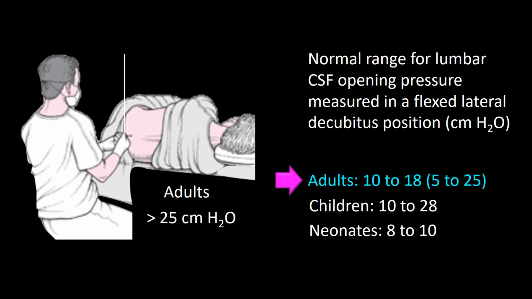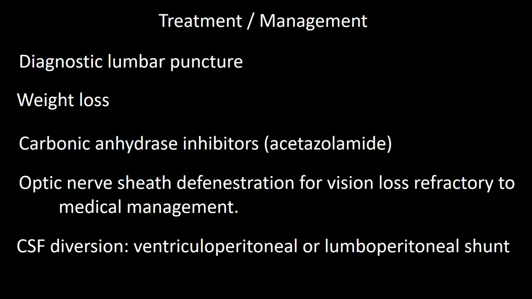In this frame, I have included two sets of values for adult opening pressure because they are both equally quoted in the literature. I have also included normal values for children and neonates. These values are given in centimeters of water and correspond to lumbar puncture performed with the patient in a flexed lateral decubitus position. In adults, values over 25 are considered abnormal and in the right setting diagnostic of pseudotumor cerebri. Treatment options are included in this frame. Stop the video, read them and learn them.